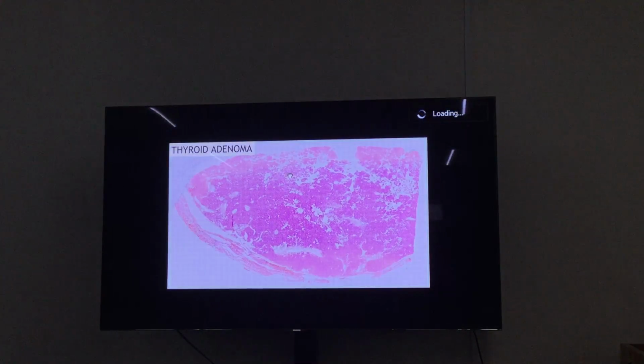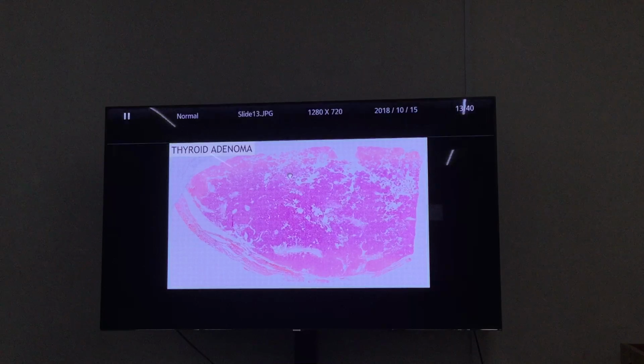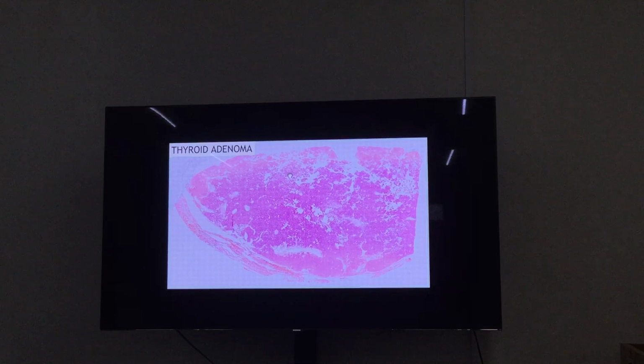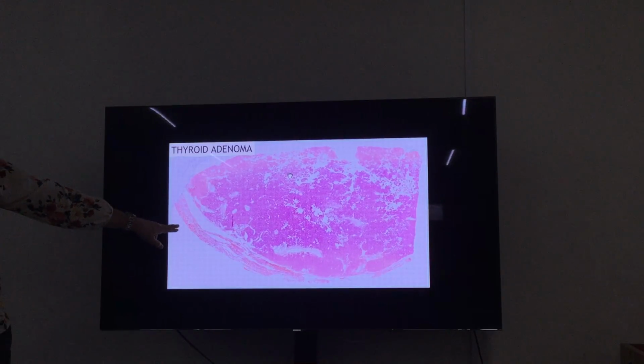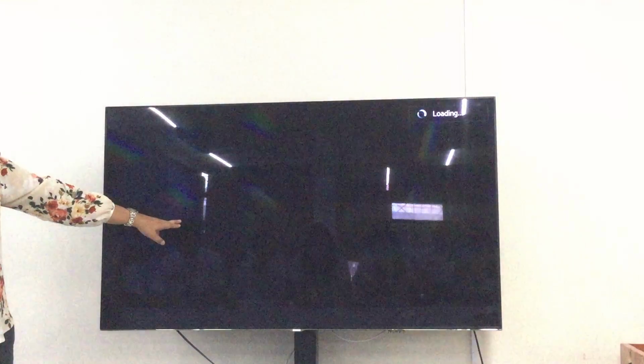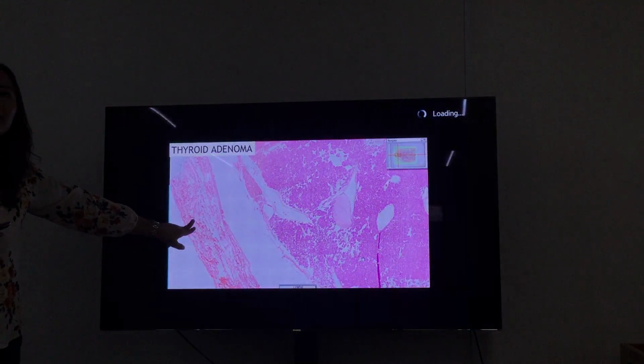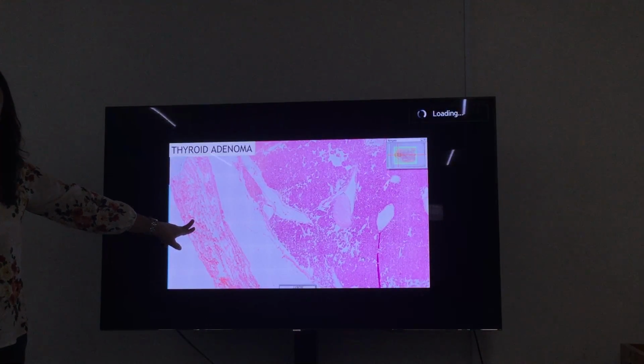So next is thyroid adenoma. When you say adenoma, it's benign, it's well encapsulated. So what is the tissue of origin of this? Thyrocytes, or the follicular cells of your thyroid gland. Okay? In your adenoma, because it's benign, it's enclosed by a fibrous capsule. The fibrous capsule is intact, devoid of tumor cells.